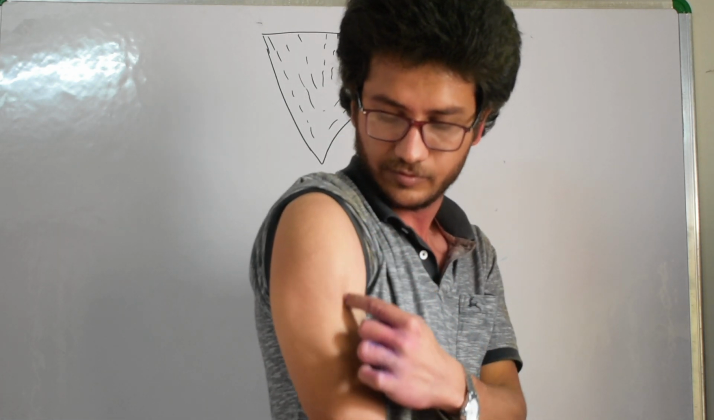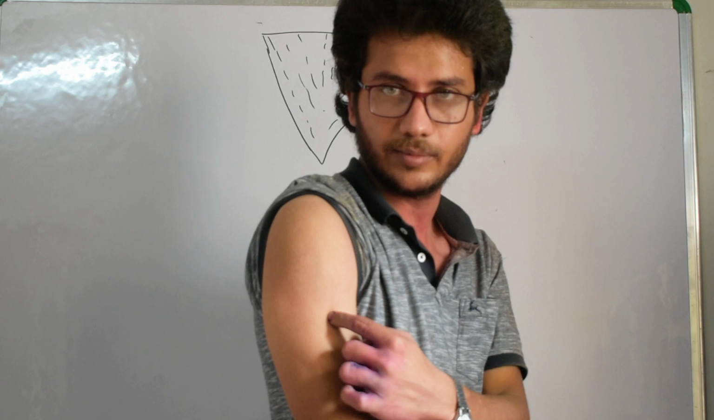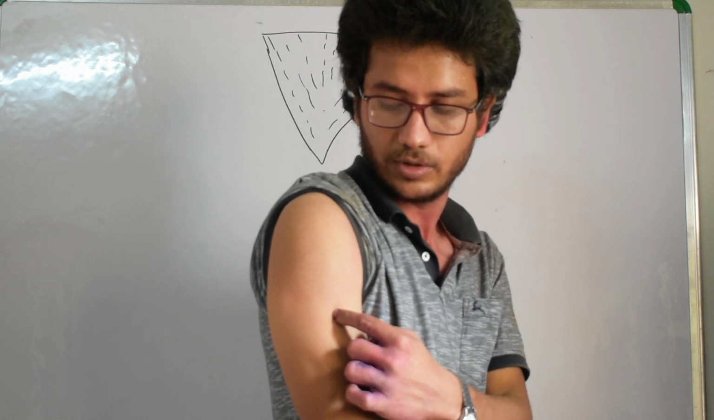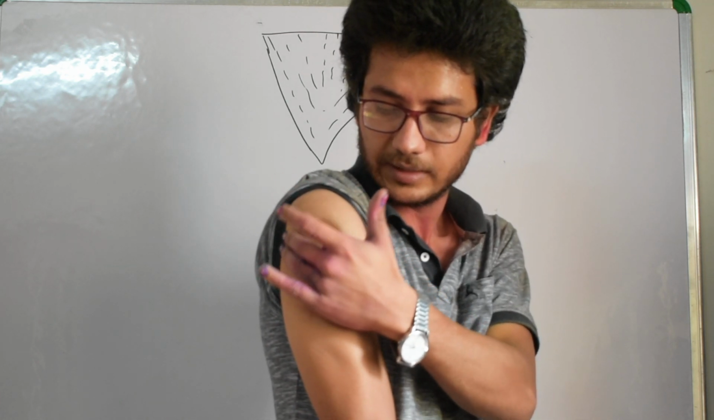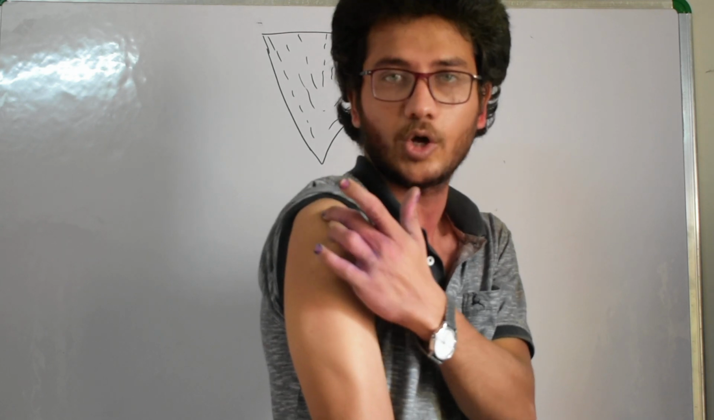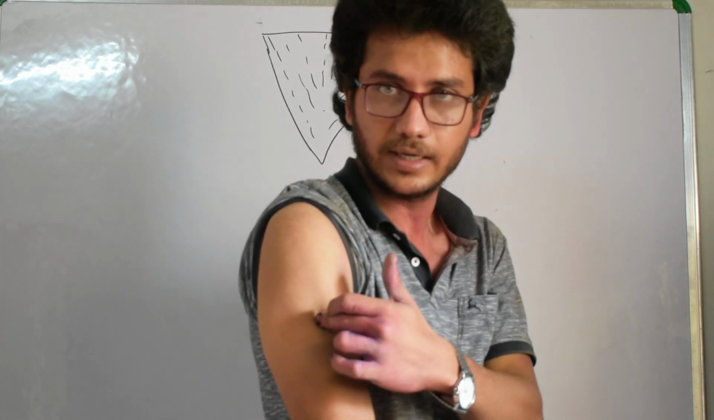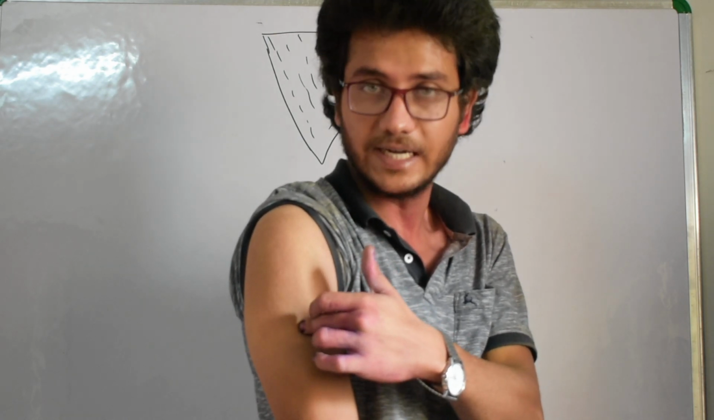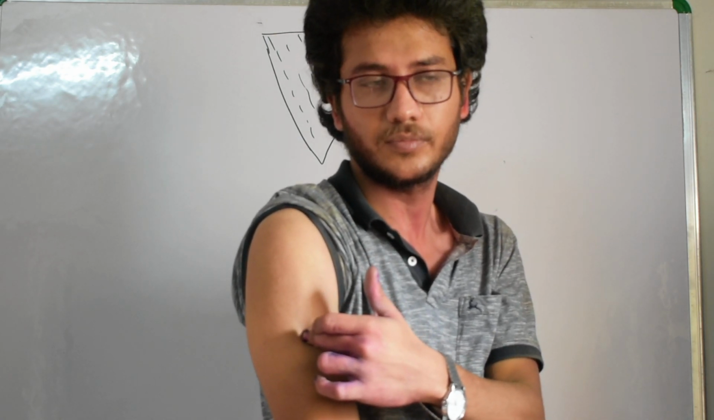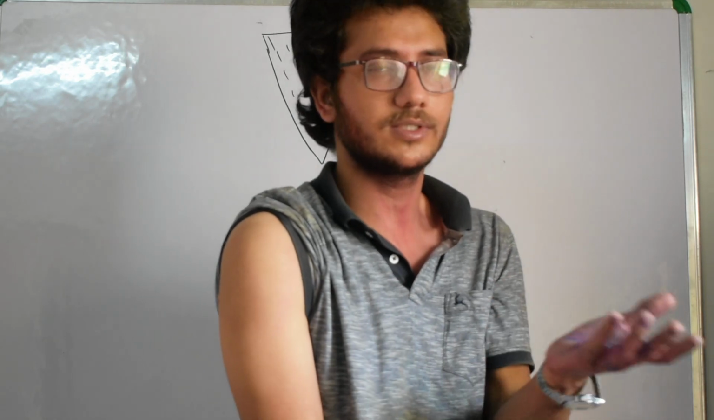The anterior fibers come from here, from the anterior part, the chest wall side. The posterior fibers come from the back, and the middle fibers come from the acromion process of the scapula. It comes and gets inserted into the deltoid tuberosity. So it's very easy: the deltoid muscle gets inserted into the deltoid tuberosity.